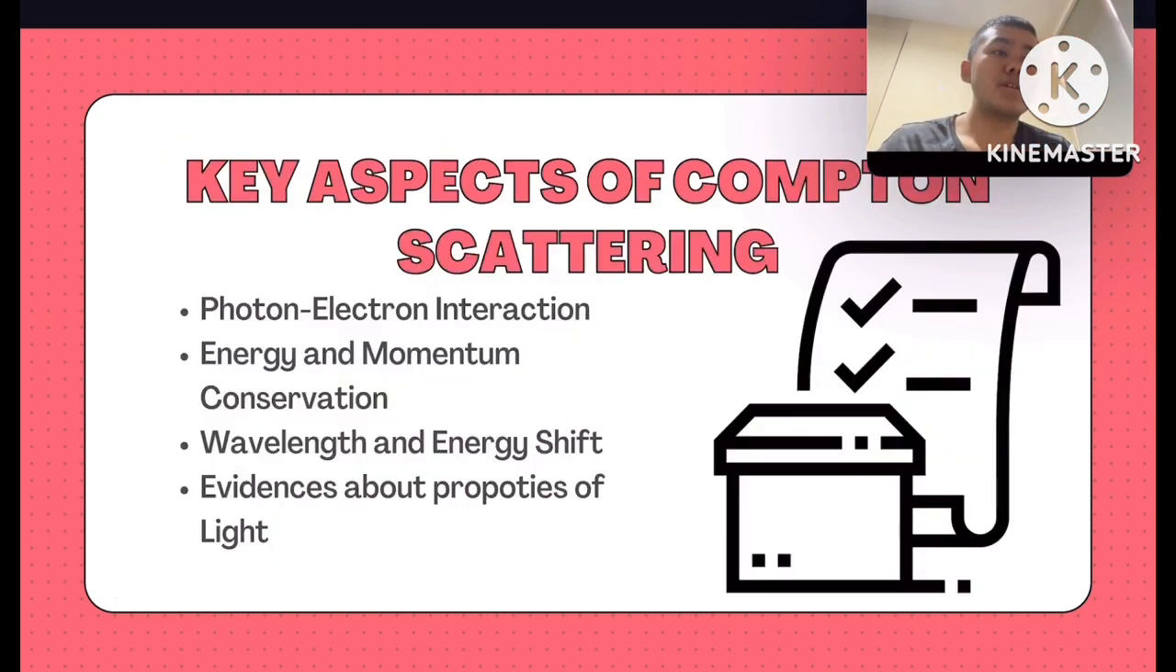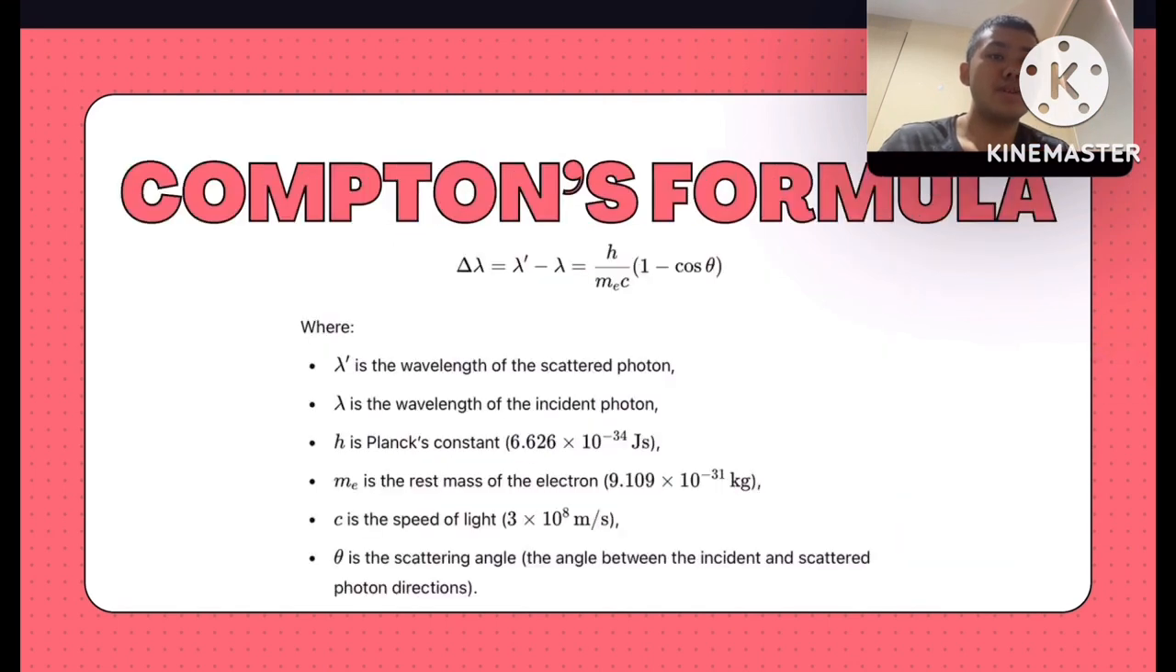Key aspects of Compton scattering: photon and electron interaction. By clashing, the photon loses its energy to the electron. Energy and momentum conservation, that is an inelastic collision that loses energy. Wavelength and energy shift of this equation, and evidence about the particle property of light.